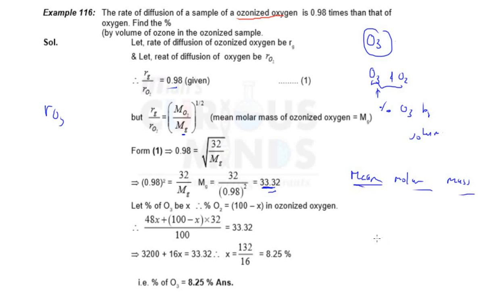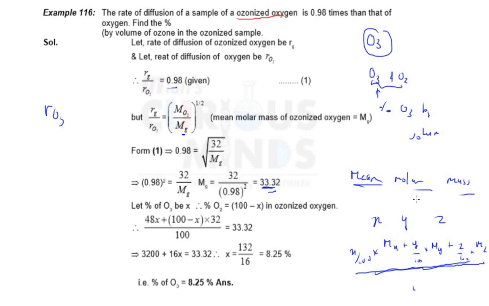It is nothing but the percentage. Suppose there are x, y, and z percentages of three gases. So the mean molar mass is x by 100 into the molecular weight of this gas, Mx, plus y by 100 into My, plus z by 100 into Mz. These Mx, My, Mz are the molecular weights of the gases x, y, z respectively, such that x plus y plus z is 100, because effectively these three together make 100%. So this is the formula.